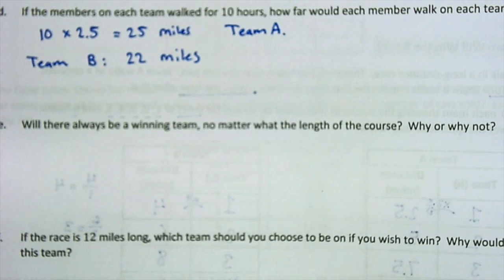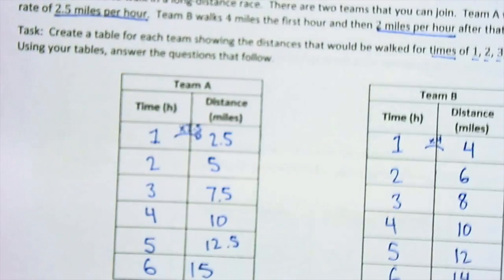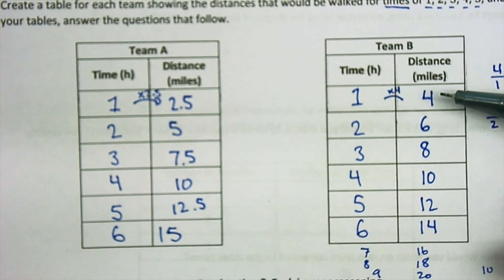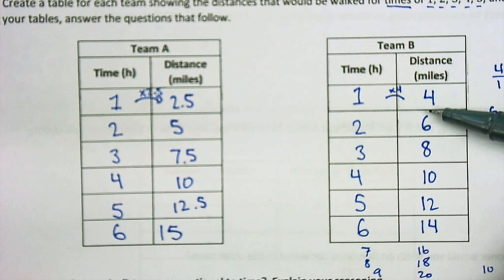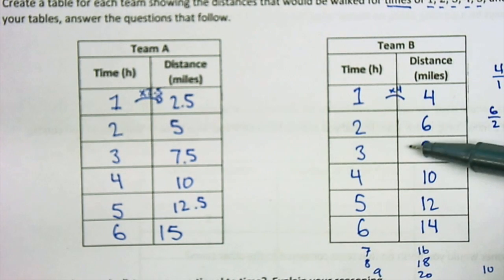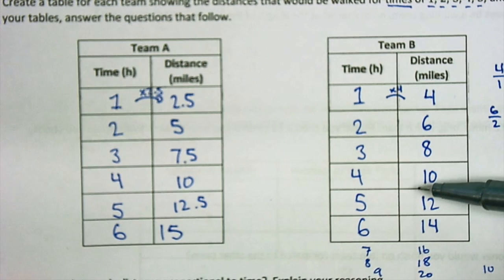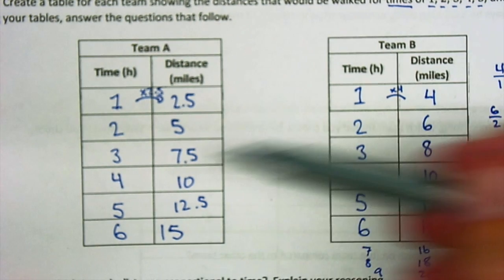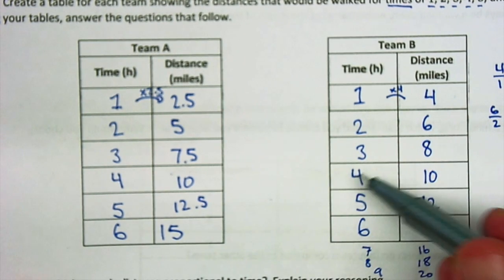Will there always be a winning team no matter what length of the course? Why or why not? Well, let's go take a look. So if we look here, if our distance is 4 miles, Team B beats them. Team B still wins here. There's 6 miles at only 5 in 2 hours. At 8 miles, they're still ahead of Team A, Team B. Now, here's the thing though. At 4 hours, Team B is at 10 miles, and Team A is also at 10 miles. So they meet up. So if the race was 10 miles long, they would both complete it in 4 hours.